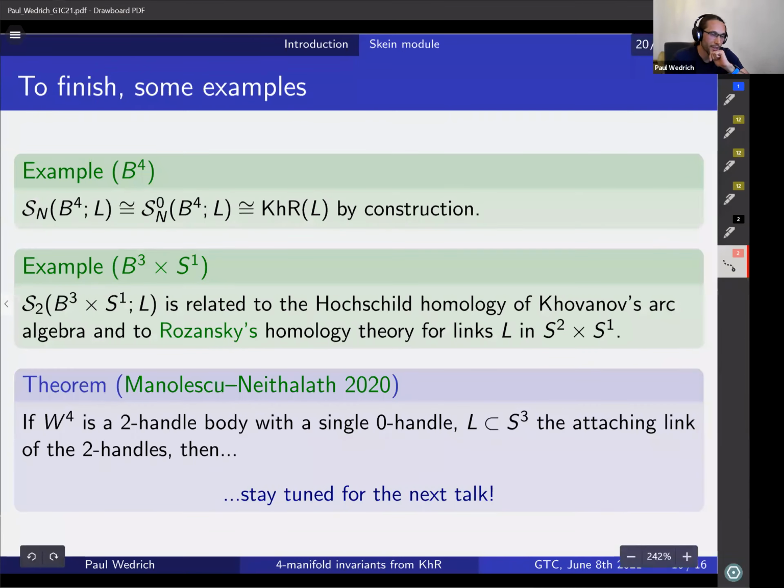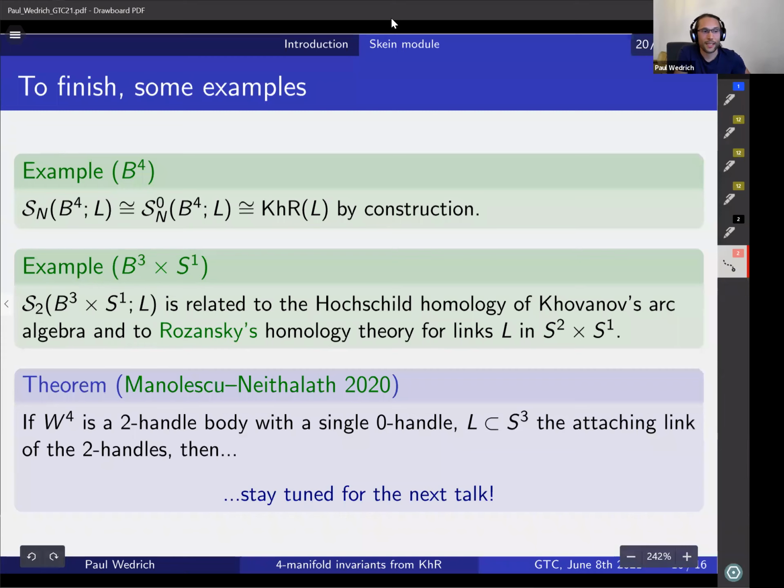Okay, and at the very end, a few examples. Well, for the four ball, I've already mentioned the skein module. I've suggested this, but I haven't stated it yet, that the skein module for the four ball with the link in the boundary is really isomorphic to the Khovanov-Rozansky homology. And it turns out that actually the whole blob homology is isomorphic to this.